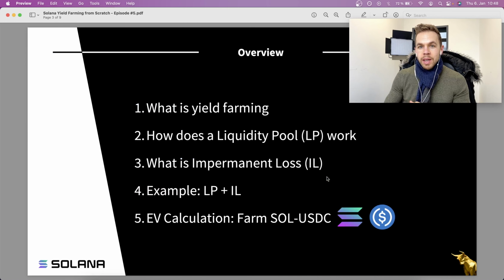We will take a look at what is yield farming. We will take a look at how a liquidity pool actually works and what is impermanent loss. Then we will go through a real concrete example, where we combine the liquidity pool with impermanent loss. And then at the end we have an EV calculation. EV stands for expected value, so you can make an estimation of how much money you're actually making from your farm. We will keep it quite simple, so we will take a look at the Solana USDC farm.